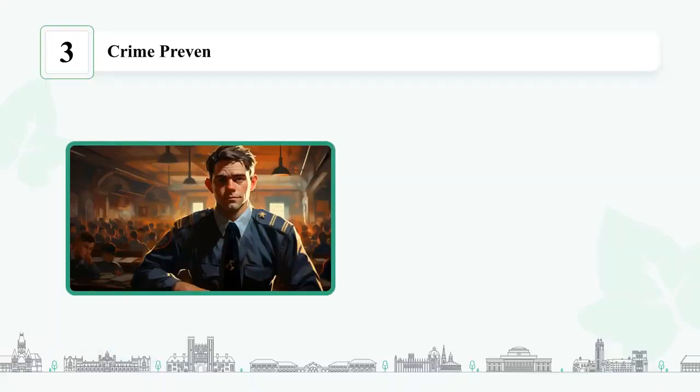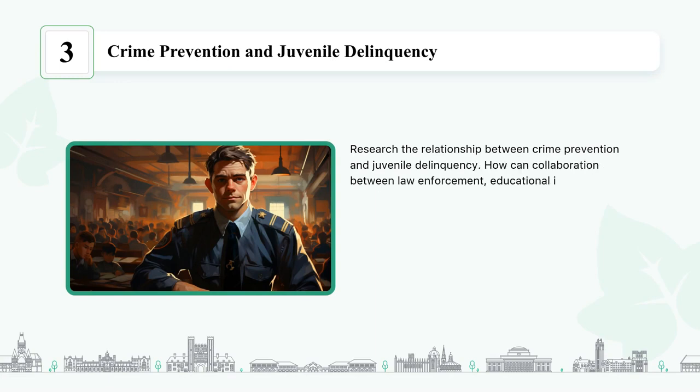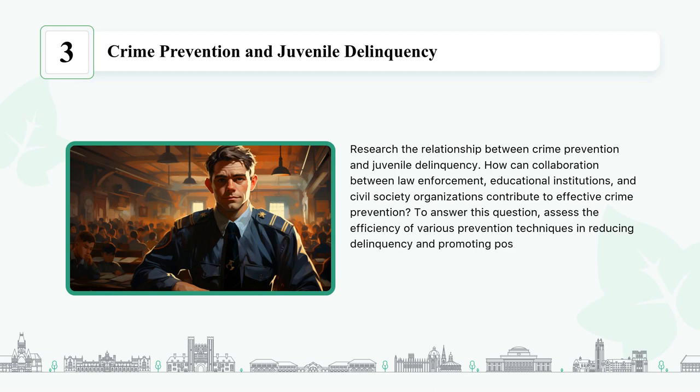Crime prevention and juvenile delinquency. Research the relationship between crime prevention and juvenile delinquency. How can collaboration between law enforcement, educational institutions, and civil society organizations contribute to effective crime prevention? To answer this question, assess the efficiency of various prevention techniques in reducing delinquency and promoting positive youth development.